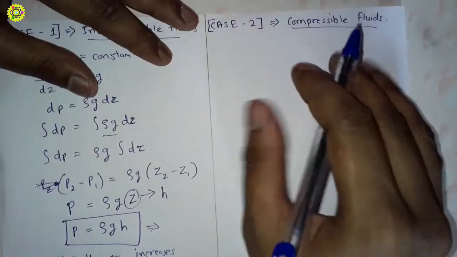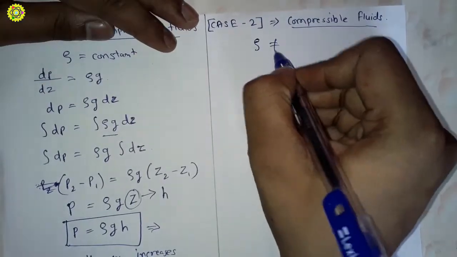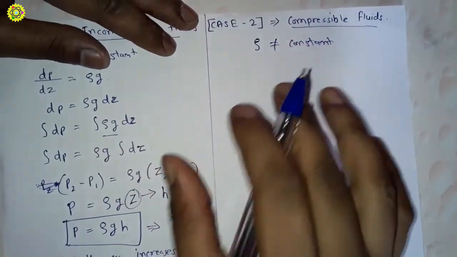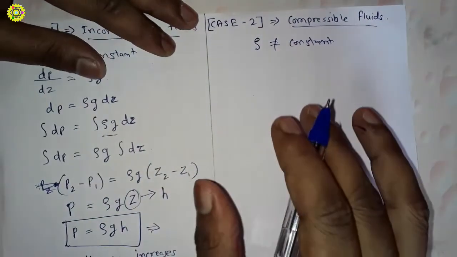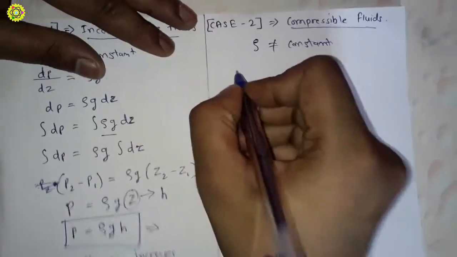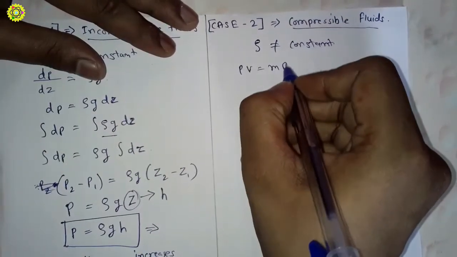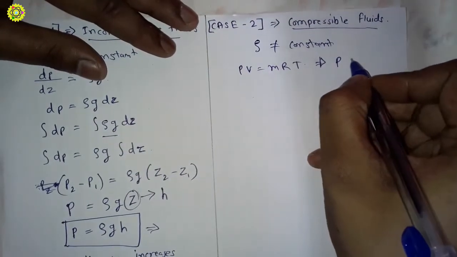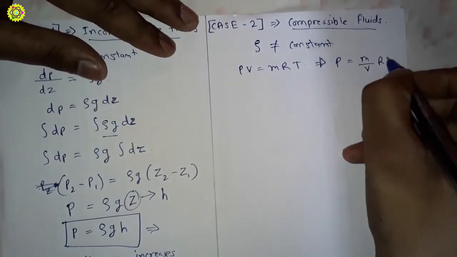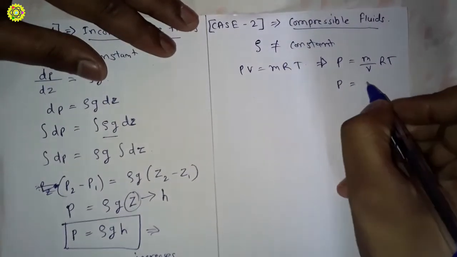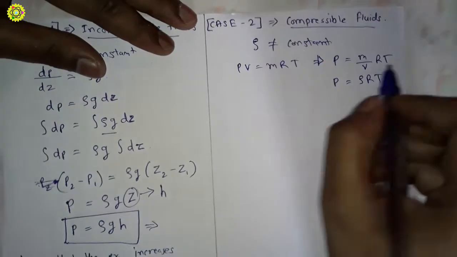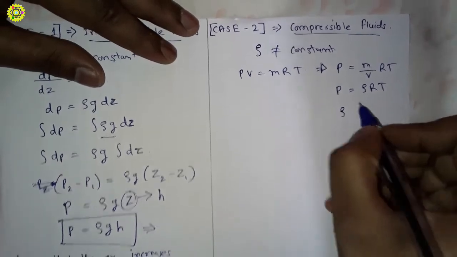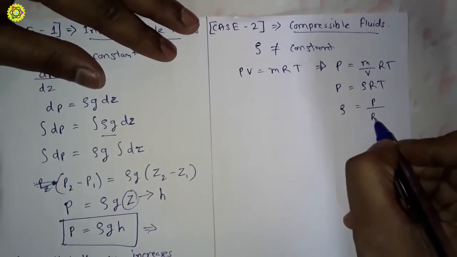Here for compressible fluids, rho is not constant, so we will assume the ideal gas equation, that is pV is equal to mRT. Let's simplify this. P is equal to m upon V RT, so this becomes p is equal to rho RT. Again we will simplify it. Rho becomes p upon RT.